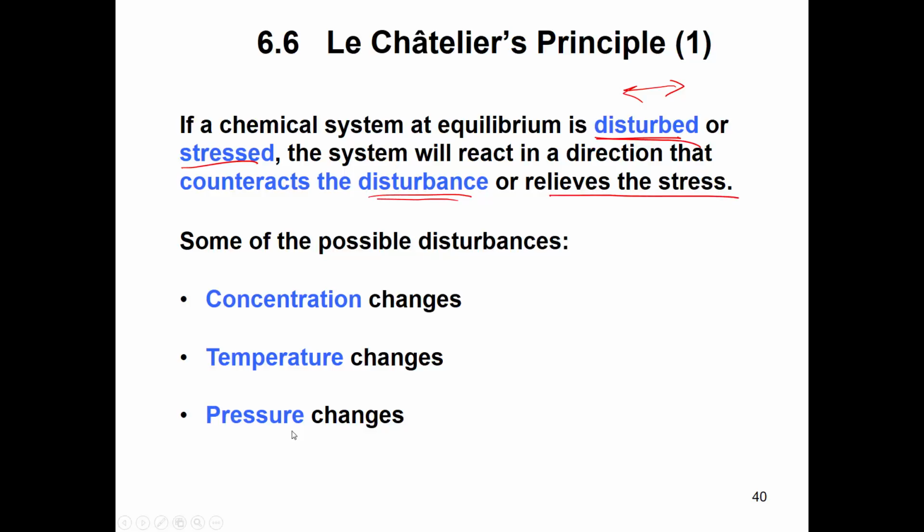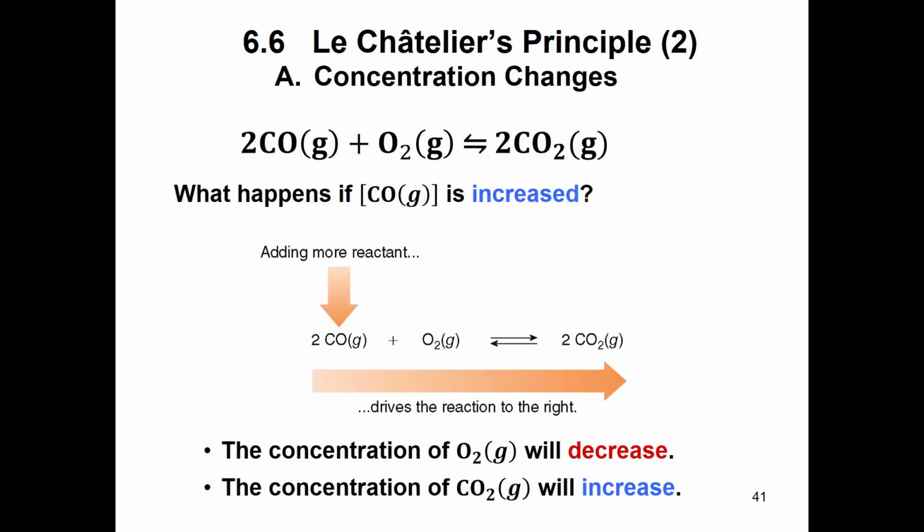So ways you can disturb an equilibrium reaction are to change the concentration, change the temperature, or, if they're gases, change the pressure. So I have a gas reaction here, and it's at equilibrium. What happens if I add more CO? I'm going to add some CO, which is right here.